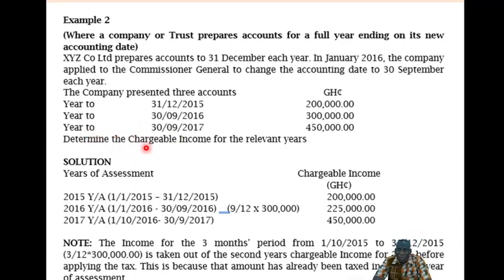Now determine the chargeable income for the relevant years. Now you write this only if the question says they want to change the accounting year. So the law says that in the first year, write it 12 months up to the end of your previous accounting year. So if I'm following the law, my previous accounting year would have been what? 2015, because it was in January 2016 that they want to do the change. Okay, so your previous accounting year will be 2015, and they say write 12 months up to the end of that previous accounting year, and that will be from 1st January 2015 to 31st December 2015.